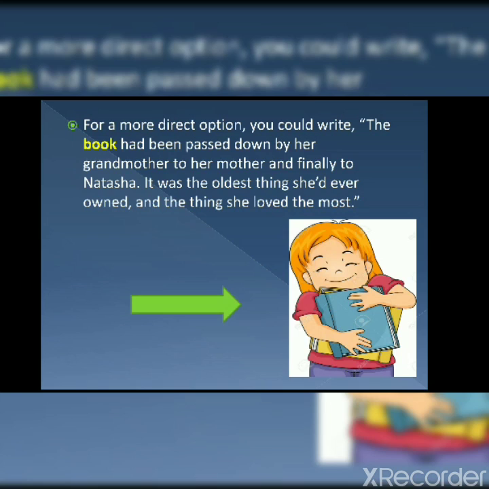In both cases, we can see the relevance and the importance of the object that we have been describing. And this is the best way to end your paragraph, by adding a relevance or telling its importance to the readers.